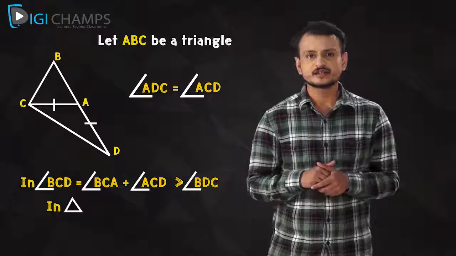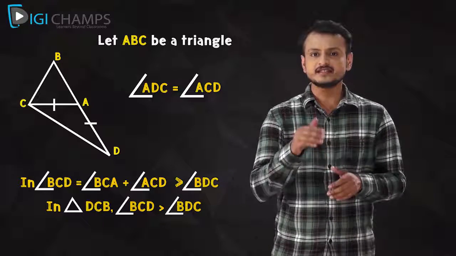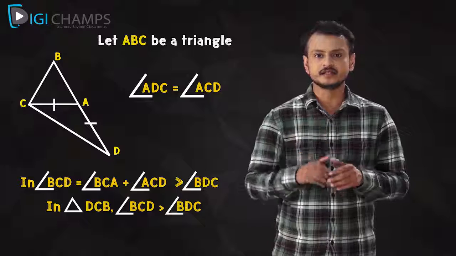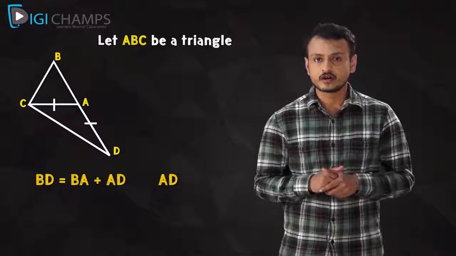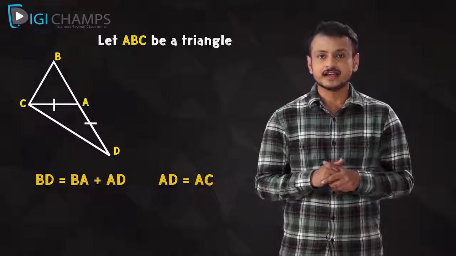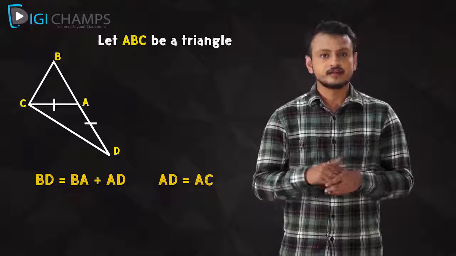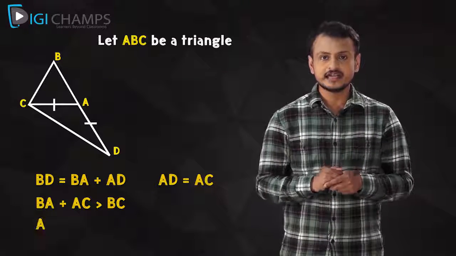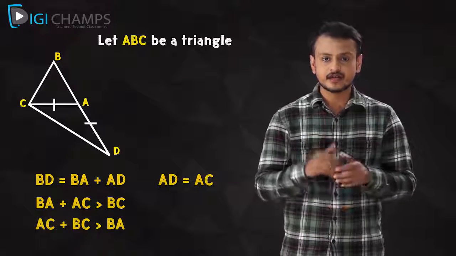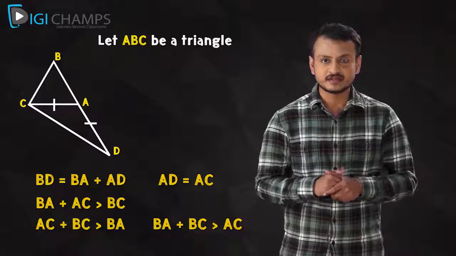Since DCB is a triangle having angle BCD greater than angle BDC, this means BD is greater than BC, but BD is equal to BA plus AD and AD is equal to AC. Therefore, BA plus AC is greater than BC, and similarly AC plus BC is greater than BA and BA plus BC is greater than AC. Now let us solve a question.